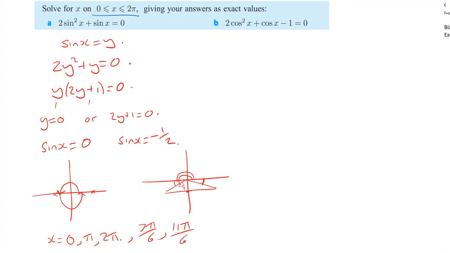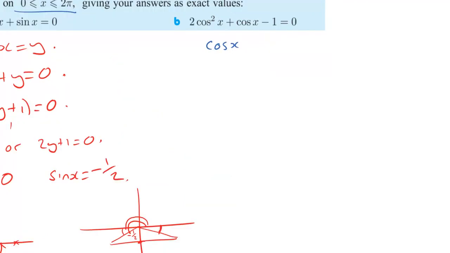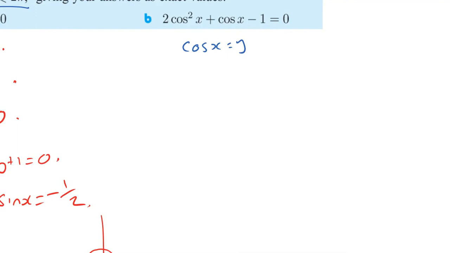Okay, let's do the second example. This one has some cosines in it. It's going to be the same sort of idea as last time. We're going to say that cosine x is going to be equal to y, and let's ignore the trigonometry for a moment, and just focus on the quadratic equation generated. So that'll be something like this. I teach these via the target number method. So we multiply the coefficient of the y squared and the number on its own together. So that is going to be our target number of -2.